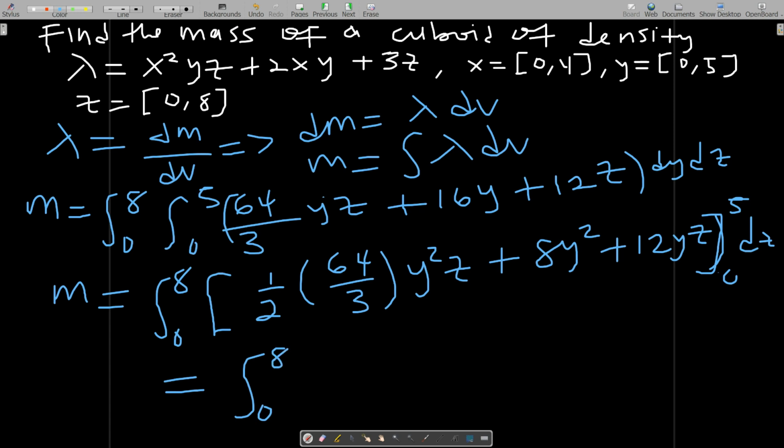So the mass is equal to the integral from 0 to 8. Now if I put everything in, this 2 can go here, and 1 goes here, and we get 32. And the y squared, when I put 5 in place of y squared, I'll get 25. 25 times 32 will give me 800, then over 3 z, plus 8 times 5 squared, which is 25, that is 200.